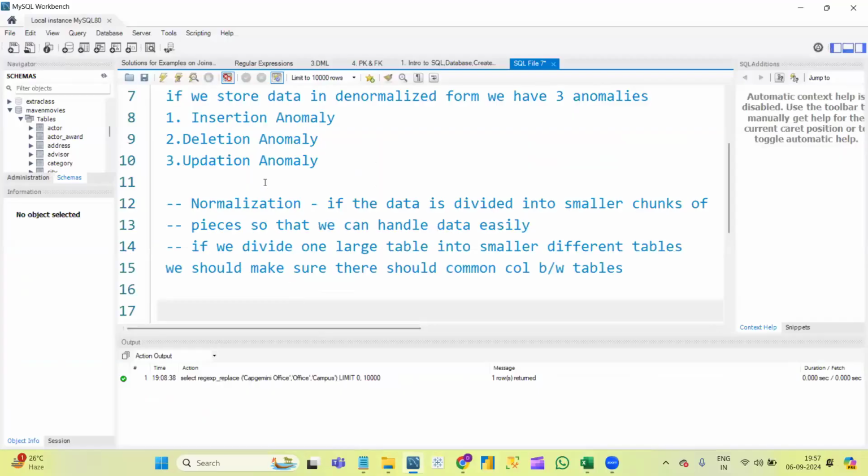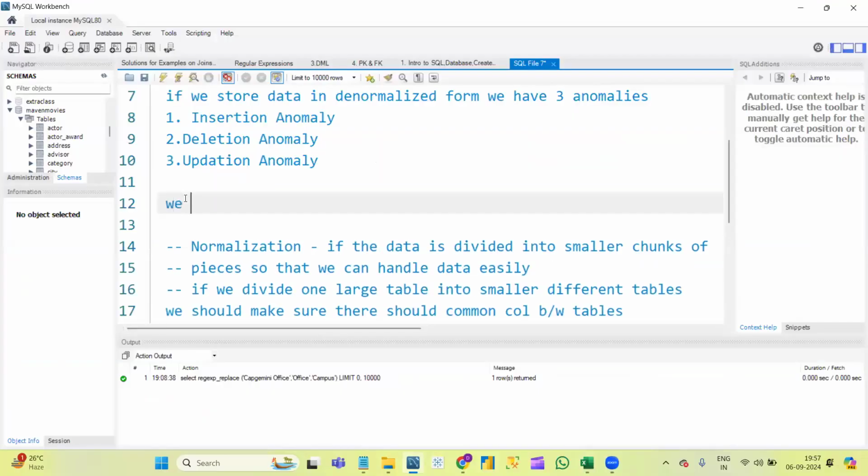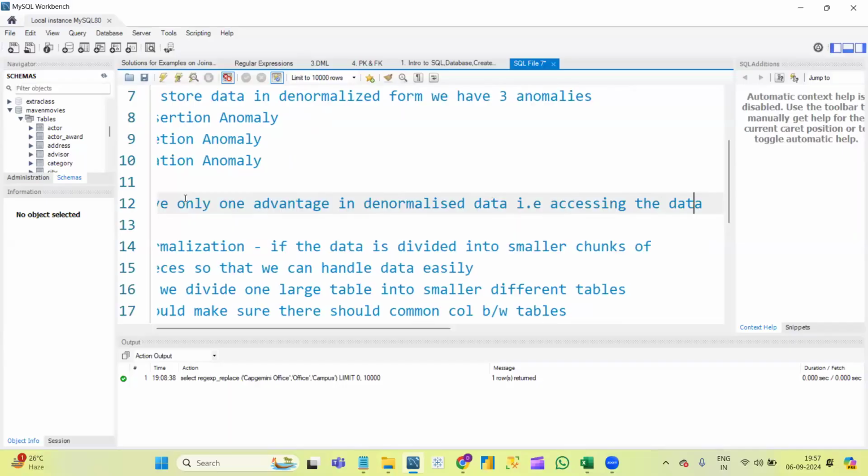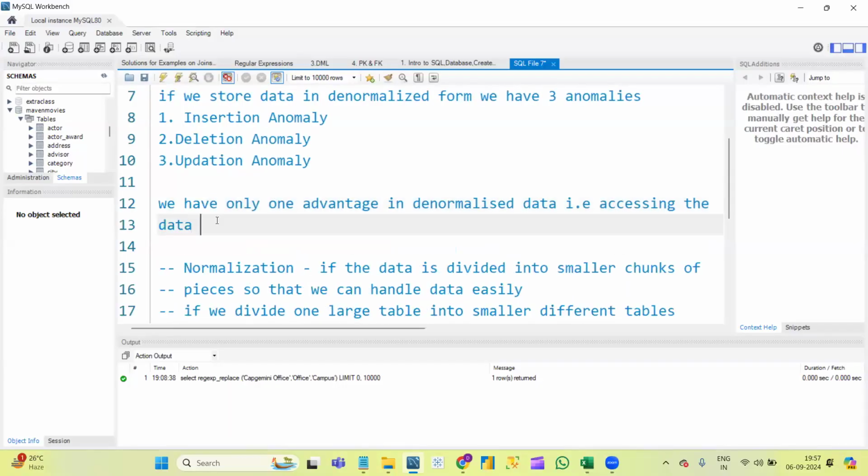Let me write it here. In denormalization, we have only one advantage. Accessing the data is easy basically. No joins concept is used, right? No need of joins only. I can say like that. No need of joins, unions, subqueries, no need of using any of these complex concepts if you store the data like this.